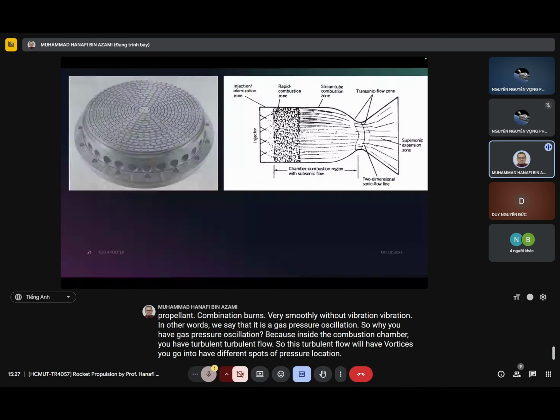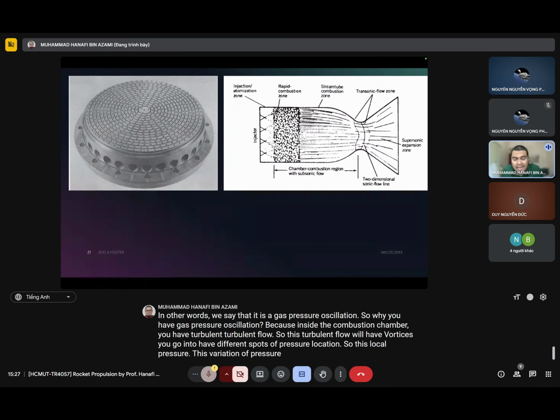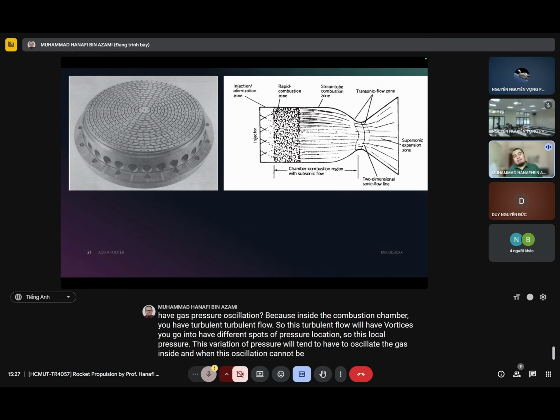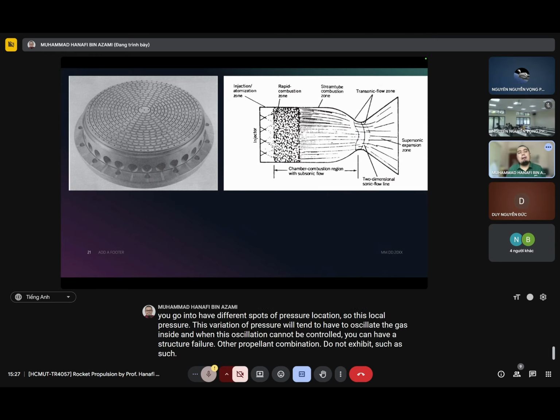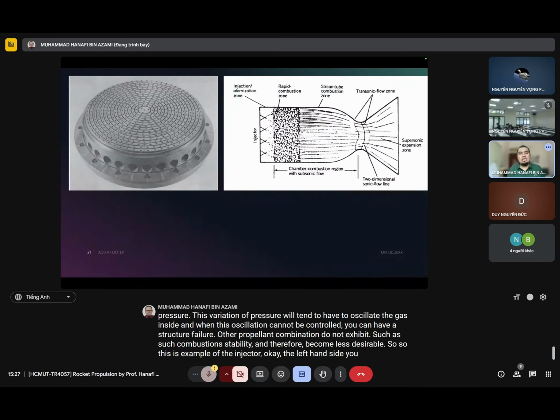So this is an example of the injector, on the left hand side. Sometimes it looks like this, sometimes you have a different look. But anyhow, the holes are very small so that the fuel can atomize.